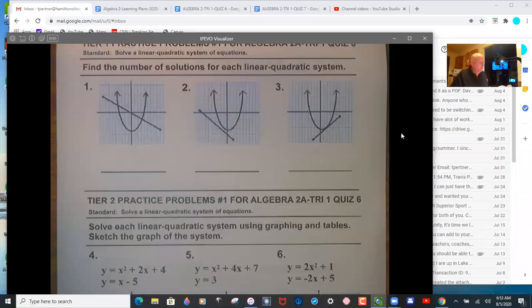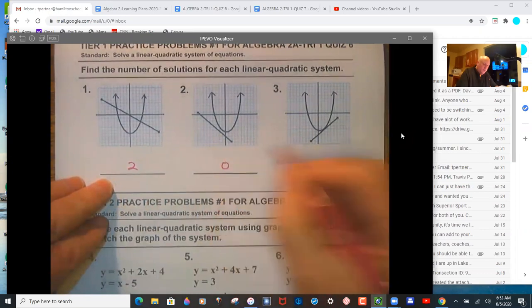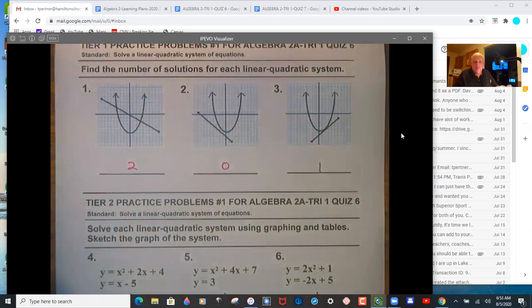These are the solutions to the first practice quiz for quiz 6 of quadratic linear systems. So you just want to look at the first 3 problems here. You look at the graphs and that determines the number of solutions, 0 and 1. Right there, there will be one of each. Pretty simple.